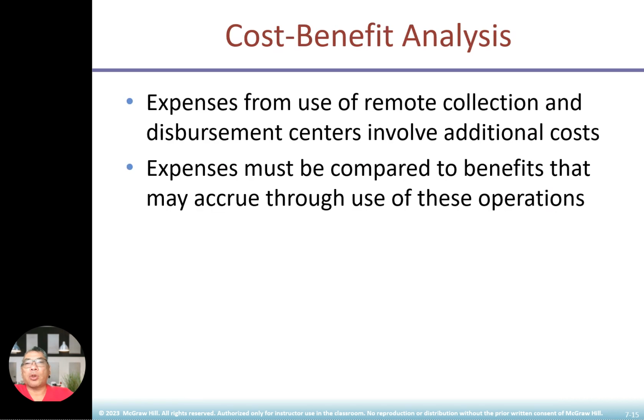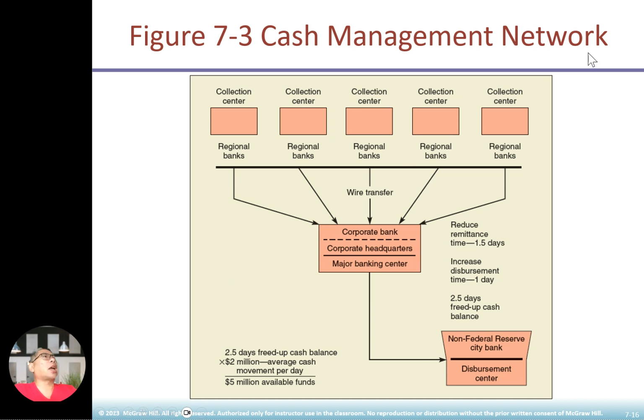Okay. All right. Let's go back to make sure this is covered in the previous slide, and then go to the next one. There's a cash management network from the collection centers. Each of the centers will have regional banks. Then there's going to be a wire transfer to the corporate bank at the headquarters, reducing remittance time by 1.5 days, an increase of 1 day, to 2.5 days, freeing up cash balance, as well as the non-federal reserve city bank and disbursement center. So on a daily basis, to give you an idea, 2.5 days freed up times 2 million average cash movement per day gives 5 million in available funds. This is an example of your cash management network.